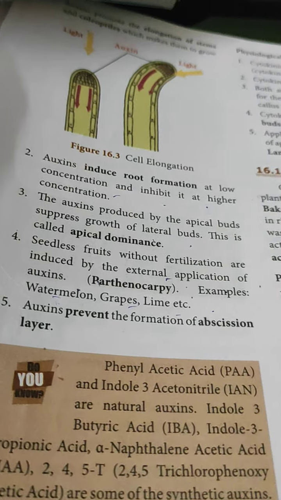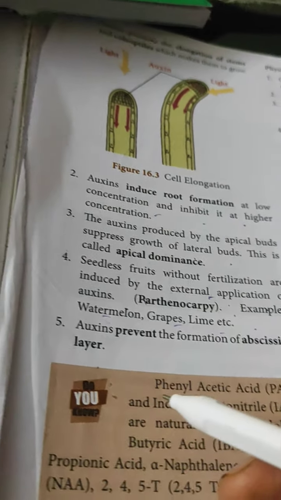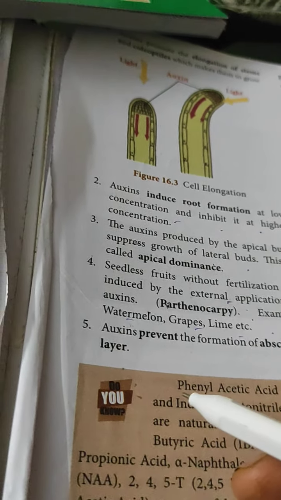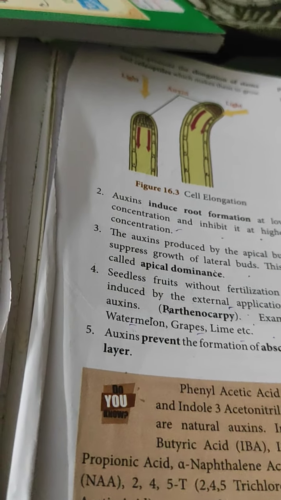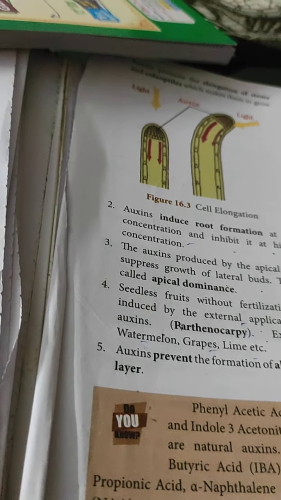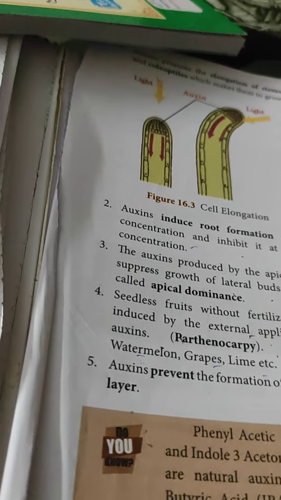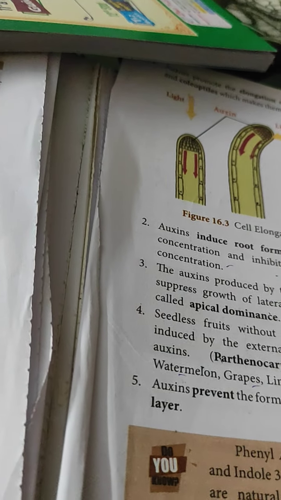Auxins prevent the formation of the abscission layer. We can see in the plant's body that sometimes when a leaf becomes yellow in color, it will shed off. Shedding off is called senescence; death of the plant parts takes place. Sometimes branches also dry, and sometimes flowers also shed off. So how does it shed off?